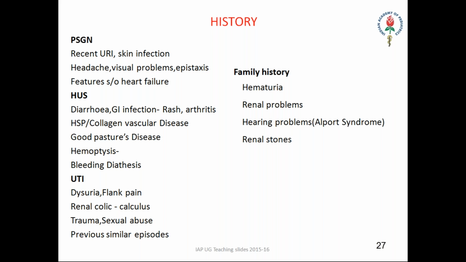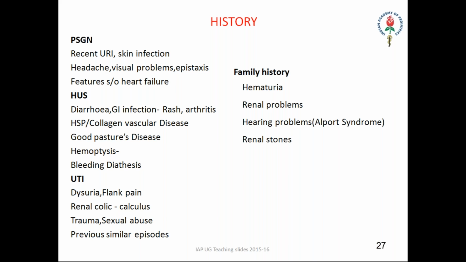So next is your hemolytic uremic syndrome. You have a recent GI infection, fever with rash with joint pains and diarrhea, HSP or collagen vascular disease, Henoch-Schonlein purpura. You have a maculopapular rash over the lower limbs and buttocks. Collagen vascular diseases may be associated with HUS, like any oral rashes or Goodpasture disease, and hemoptysis in bleeding diathesis. All this you have to ask, and family history of any hematurias.